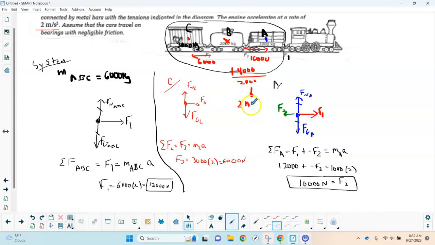So 2 meters per second squared, which is what we said all of the cars were accelerating at. So the only way that will work out properly is if you did everything right. So like if you wanted to check it with the last car, you could.